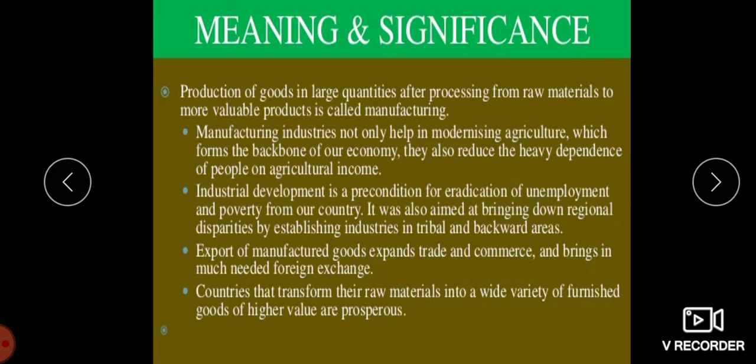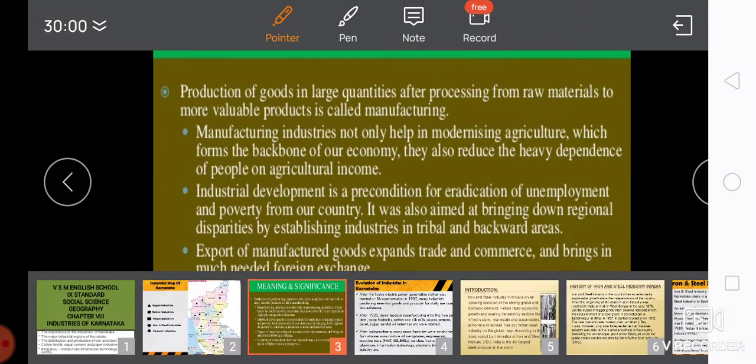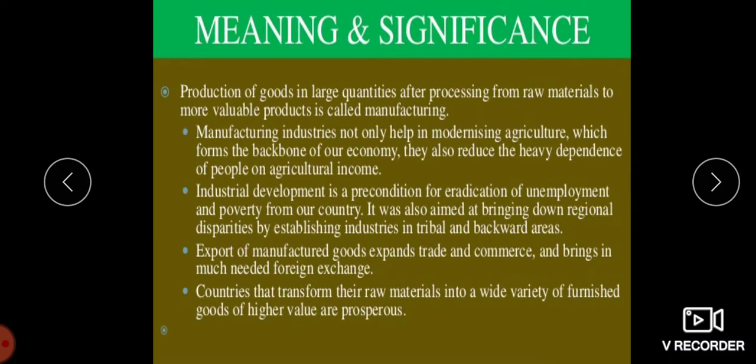It also aims at bringing down the regional disparities, meaning between the urban and the rural. The wide disparities are there. It brings them down by establishing industries in the tribal and backward areas. Exports of manufactured goods expand trade and commerce and bring in much needed foreign exchange. Countries that transform their raw materials into a wide variety of finished goods for high value are prosperous.